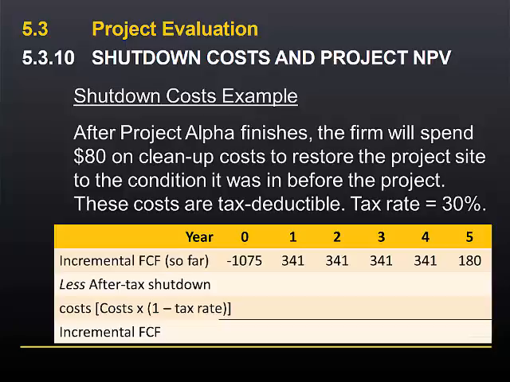An alternative approach is simply to calculate after-tax shutdown costs in one calculation. We always calculate after-tax values by multiplying by 1 minus the tax rate. In this case, the cash outflow of negative $80 is multiplied by 1 minus the tax rate, or 0.7. Even though $80 in cash is being paid for the shutdown costs, the net result, after taking into account the tax deduction, is a cash outflow of $56.